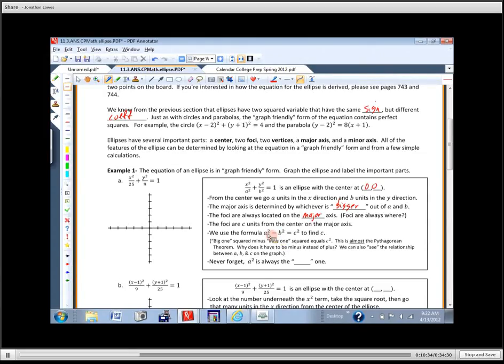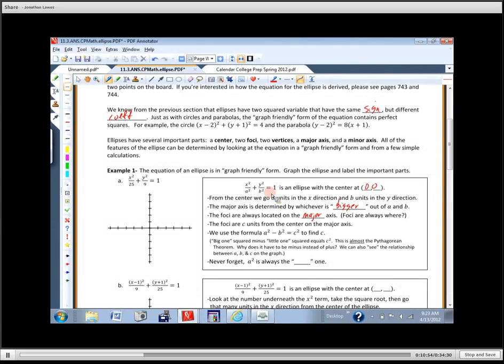And the way I like to tell people to think of this, and this is going to be important when we deal with hyperbolas, is it's the big one minus the little one. So the big one squared minus the little one squared. Whichever one is bigger out of the two, take the big one, subtract the small one, and that will help you figure out what C is.